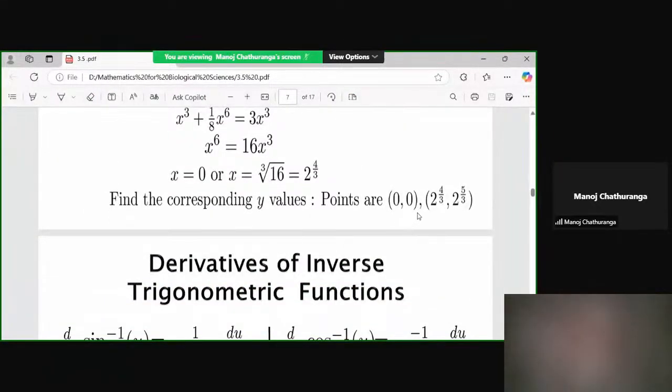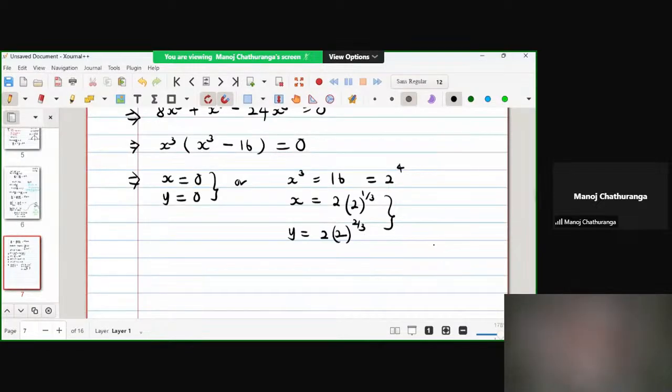The answer is written in a different form in my notes. If you want, you can easily rewrite these answers just as a power of 2. So this is 2 to the power 4 divided by 3, and this is 2 to the power 5 divided by 3.